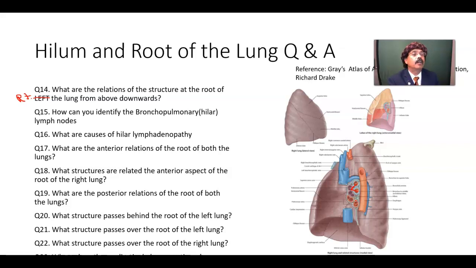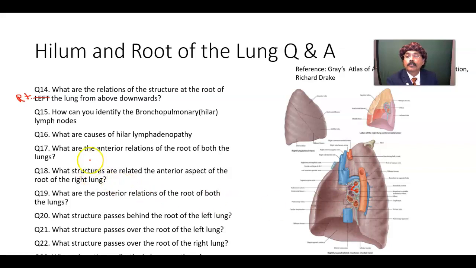Suppose a person has lung cancer, the lymph nodes will be very enlarged. If a person has tuberculosis, the lymph nodes will be enlarged. What are the causes of hilar lymphadenopathy? Any infection, maybe pneumonia, tuberculosis, or lung cancer. The hilar lymph nodes will become enlarged.